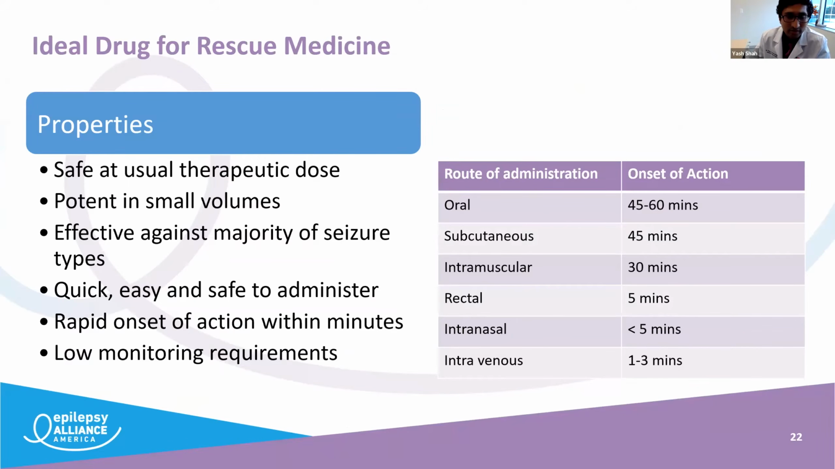If you see the table on the right, just to give you perspective, if you give a medication through the mouth, it will take around 45 to 60 minutes to start acting on your body. If you give it under the skin, it will take 45 minutes. Under the muscles, which is intramuscular, it takes 30 minutes. Rectal medications will take around 5 minutes. Intranasal is even faster, less than 5 minutes. And intravenous is the fastest, which is 1 to 3 minutes.